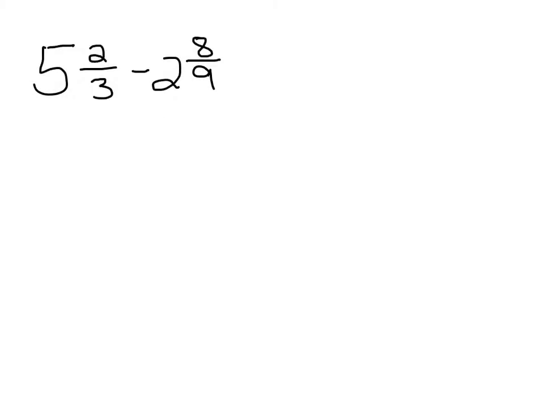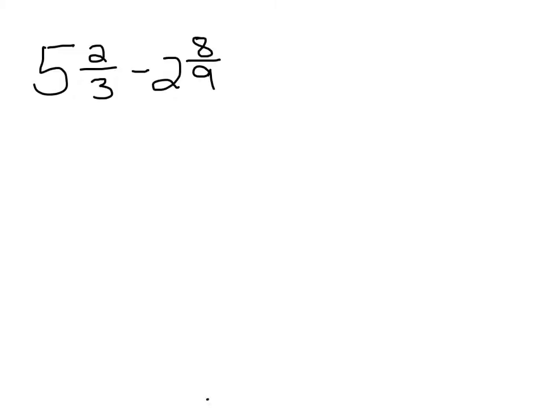We can subtract mixed numbers using the two methods that we use to add them: either converting each one to improper fractions and subtracting, or subtracting the like parts. Let's start by converting each of these to improper fractions and subtracting those.